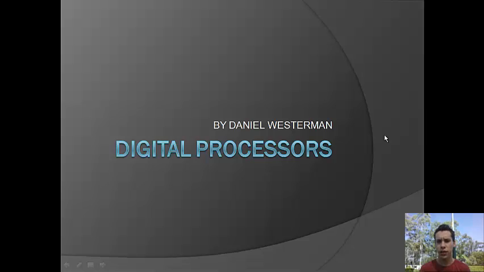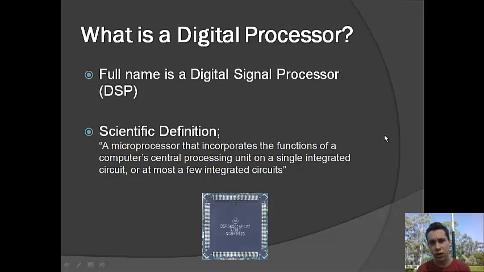Hello, my name is Daniel Westerman, and today we'll be discussing what digital processors are and their specific use in the civil engineering field. First of all, what is a digital processor? It'll probably help to elaborate upon its full name first, and that is a digital signal processor, or DSP. And as you can gather from here, it is something that is processing a digital signal.